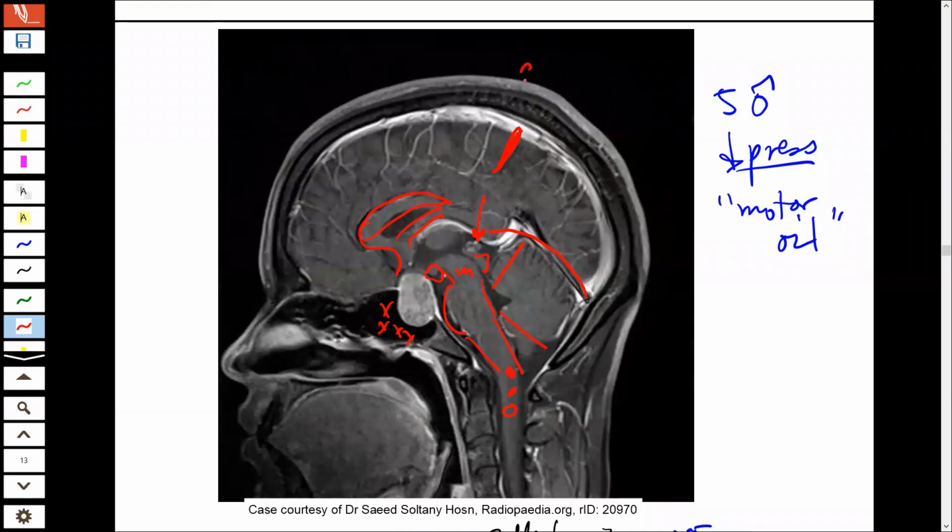So that's going to be my central sulcus. Why do I care about my central sulcus? Because this side is going to be motor control, and this side is going to be sensory. Okay. That's pretty fun. Everyone happy with that?